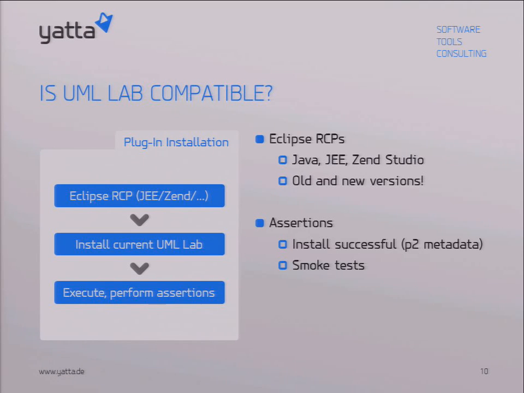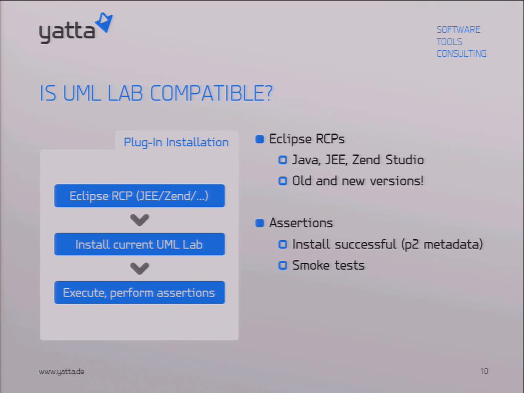On the other hand, there is our existing customer base, and especially the enterprise customers. They partly stick to older releases of Eclipse. They are not allowed to use, for example, Eclipse 4.2, but need to use Eclipse Helios or Indigo. So what the test basically does is install UML Lab from the update site into this existing Eclipse target platform setup, and then performs some assertions, like whether the P2 metadata contains specific plugins. And then, we call them smoke tests, are performed.